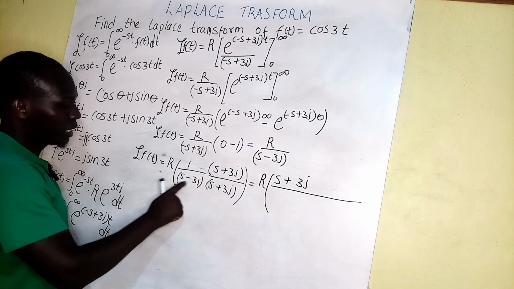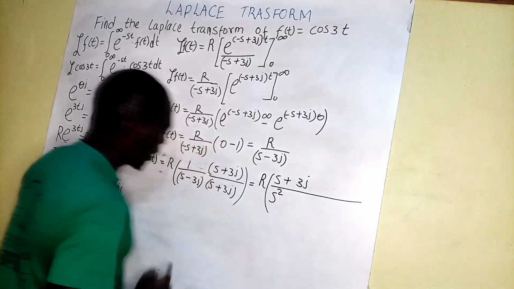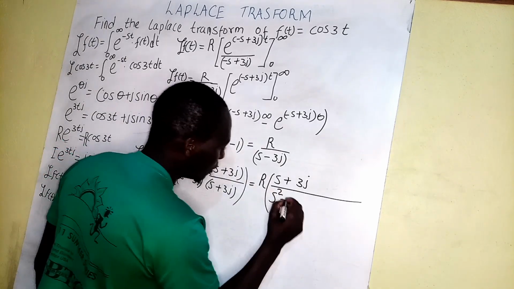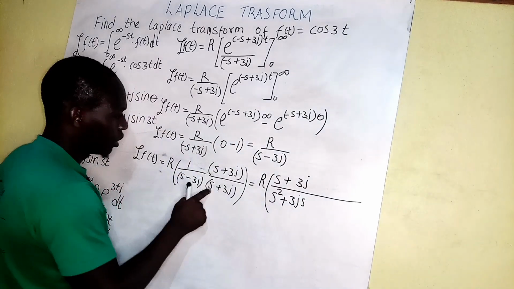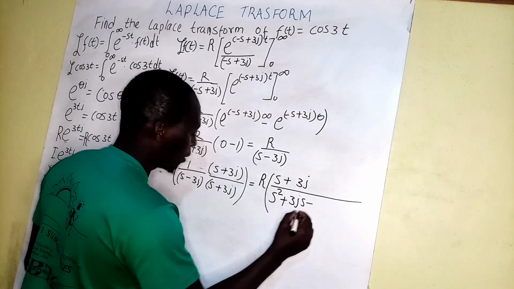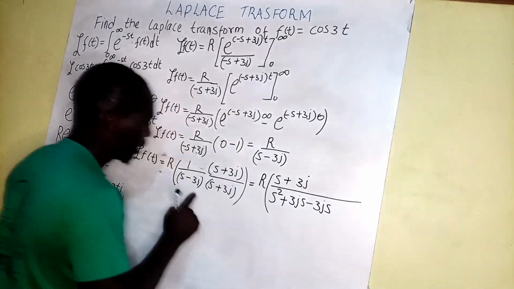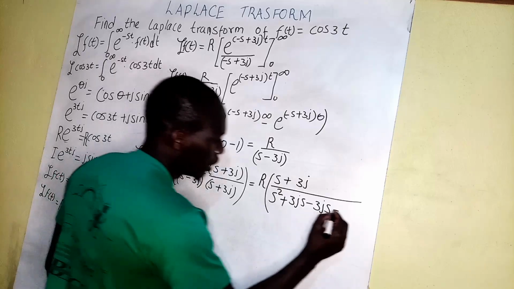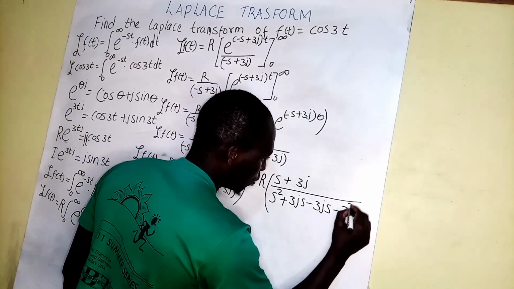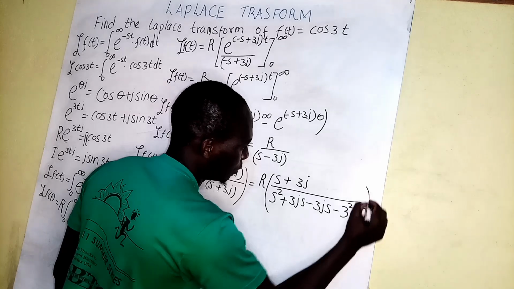On the denominator, let us open the bracket. We are going to have s squared. This one multiplied by this, we are going to have 3js. Here we are going to have minus 3js. And lastly, we are going to have minus 3 squared j squared.